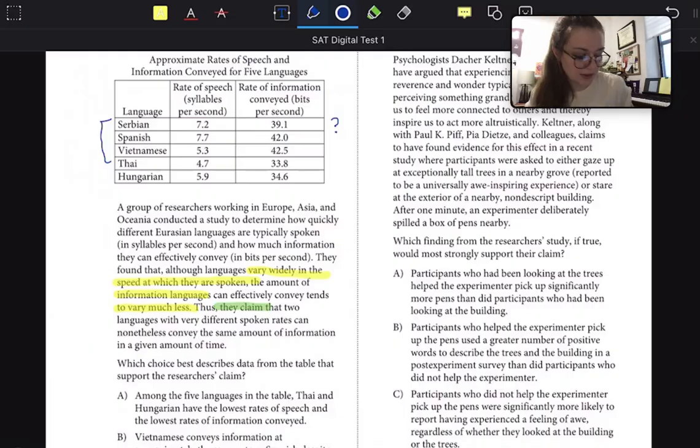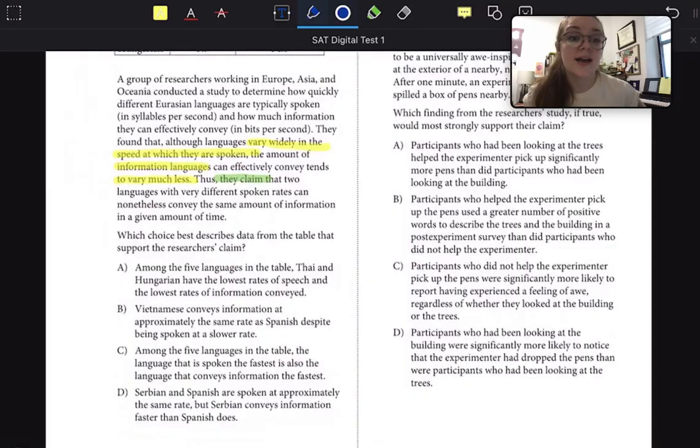All right, so let's take a look now at the actual question. Which choice best describes data from the table that support the researcher's claim? All right, so again, we're looking to support the researcher's claim. This is a very common question, right? They're just saying, researchers claim this, what's the data that backs it up? It's not very common for them to say what is something that would contradict the information, but you always want to double check, because they can ask that. Just make sure that you know exactly what you're looking for within the question.